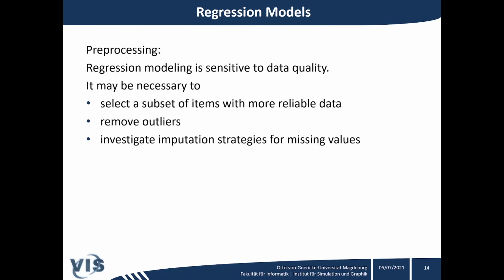Before we start fitting a regression model, we need to take a closer look at the data, because regression modeling is sensitive to the data quality. To receive reliable regression outputs, it may be necessary to select a subset of items with more reliable data, remove outliers because outliers statistically can influence the regression model, and investigate imputation strategies for missing values to improve the quality of the results.